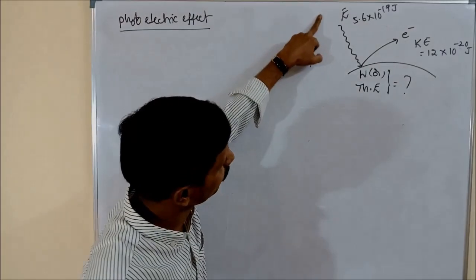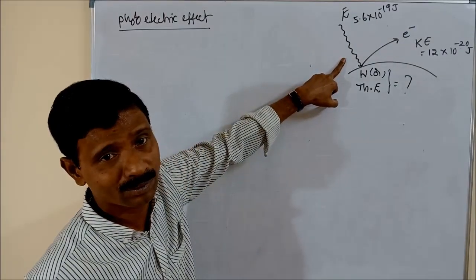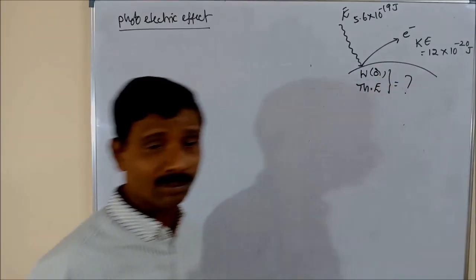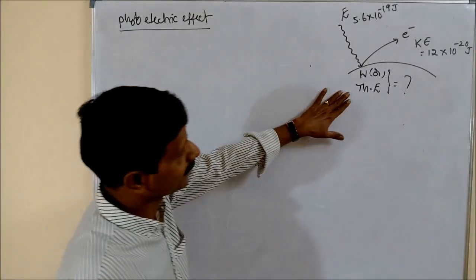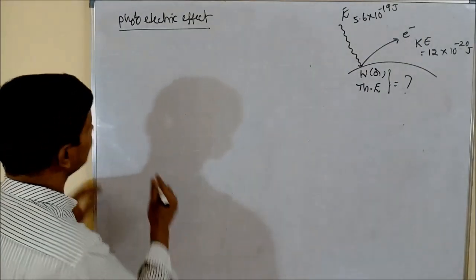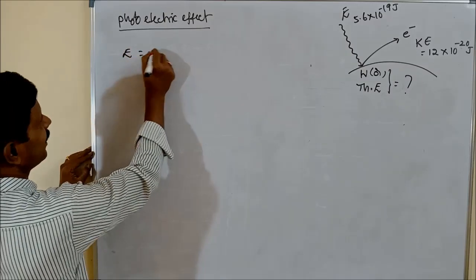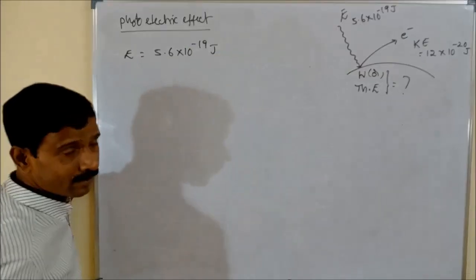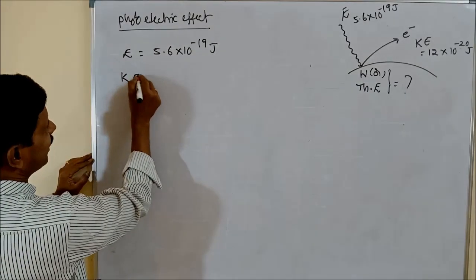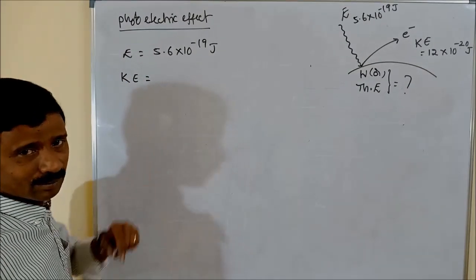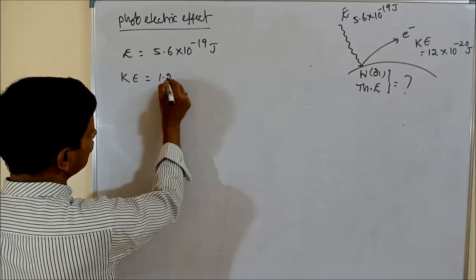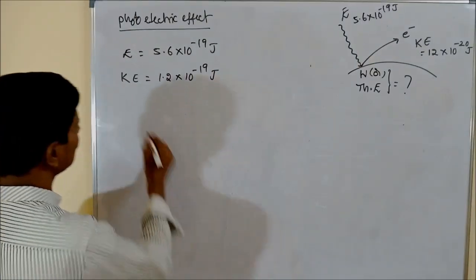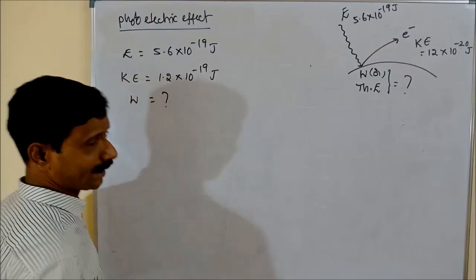The total energy we are using is 5.6 into 10 power minus 19 joules, and the kinetic energy of the ejected electron is 12 into 10 power minus 20. So then what is this threshold energy? Here the energy is 5.6 into 10 power minus 19 joules. And the kinetic energy, since that is 12 into 10 power minus 20, now I can write as 1.2 into 10 power minus 19 joules. So therefore, we have to find out the work function.